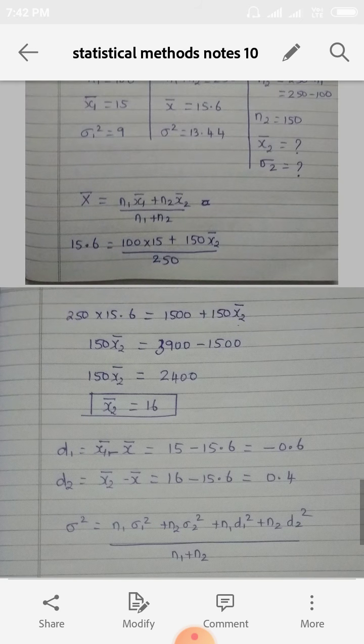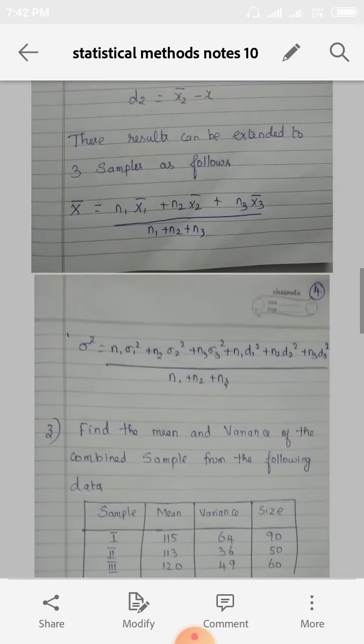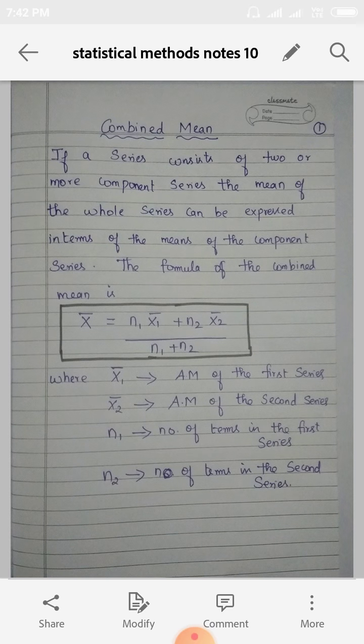So these are the combined standard deviation and combined mean problems. Just go through all these problems. A 5-mark question will compulsorily be asked in this chapter. Right, girls? So go through the formulas, study the formulas. It is very easy.